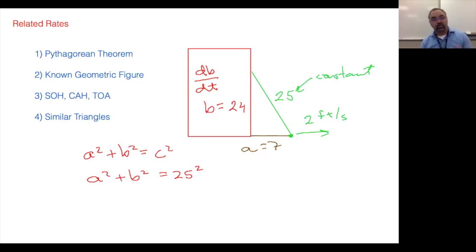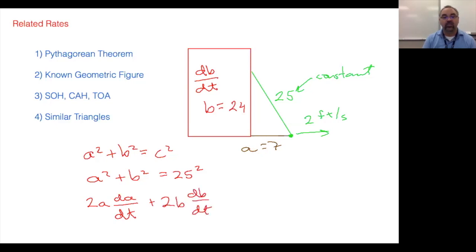Now we're ready to derive. And of course, 2a, but then remember, we're taking the rate of change with respect to time, so it's an implicit derivative there. So that's got to be dA over dt multiplied because of the chain rule. B squared has to be 2b and then dB over dt. But we do get to put in the 0, which is nice, because when you derive that constant, you get 0.